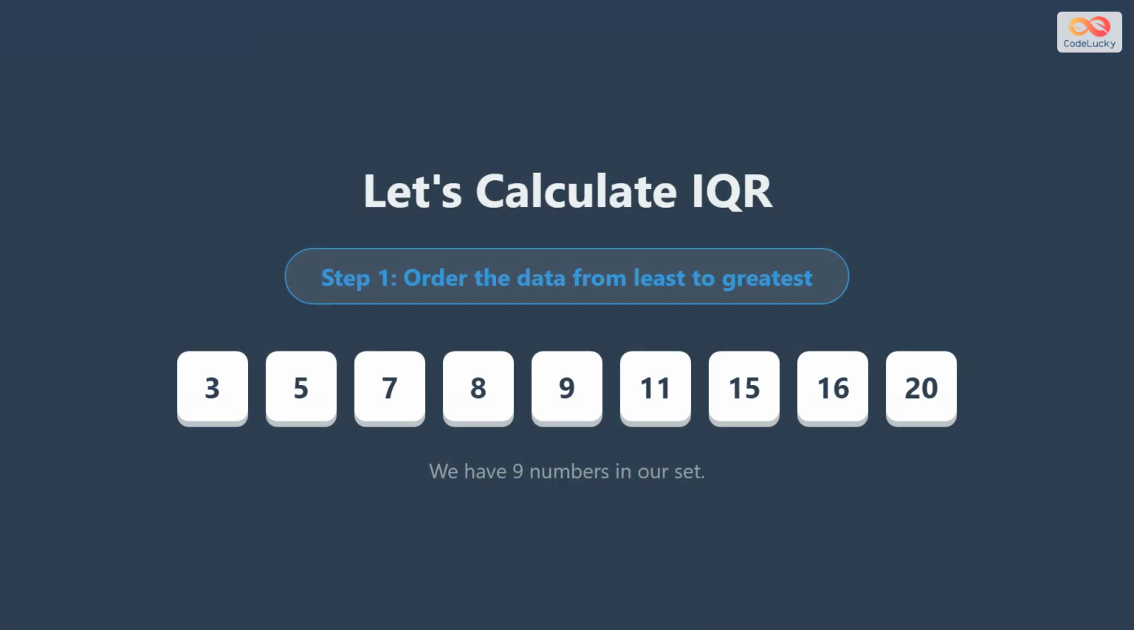Let's look at an example. Here we have a set of 9 numbers. The very first and most important step in finding the IQR is to ensure your data is ordered from least to greatest. As you can see, our numbers are already sorted.